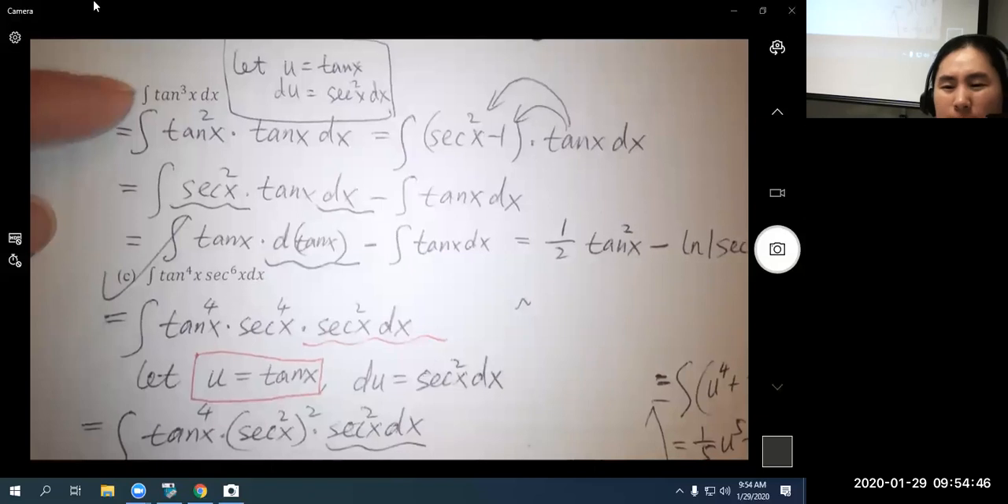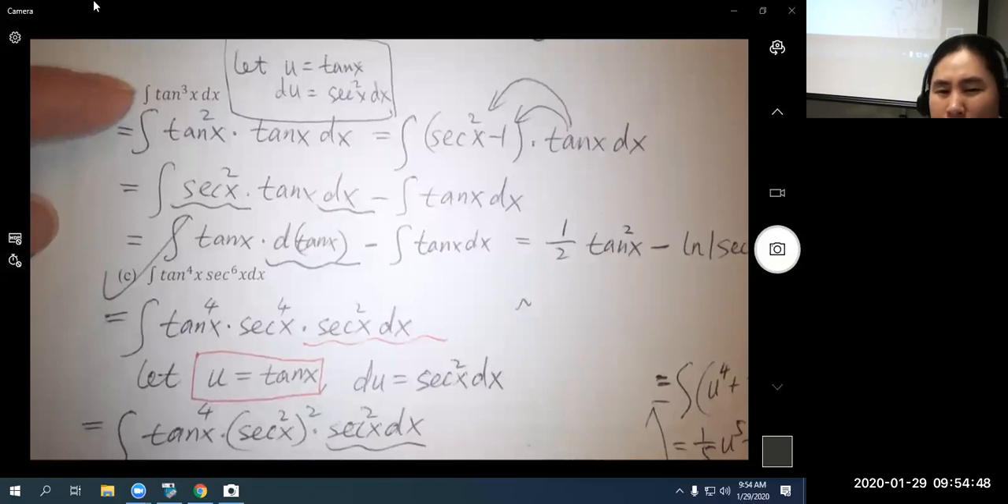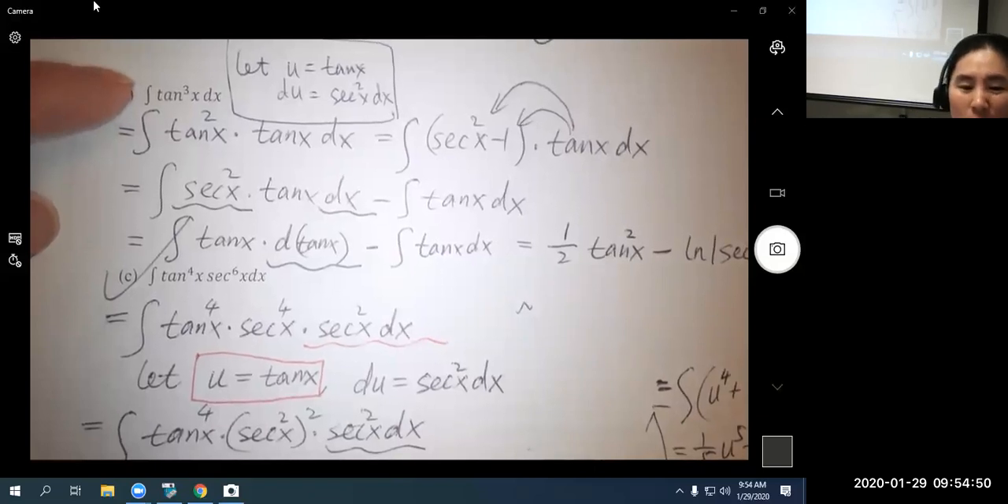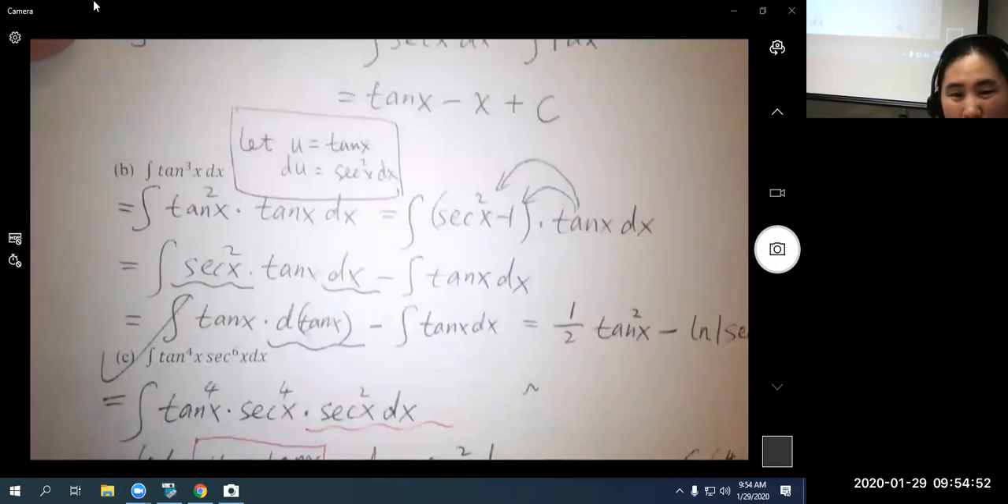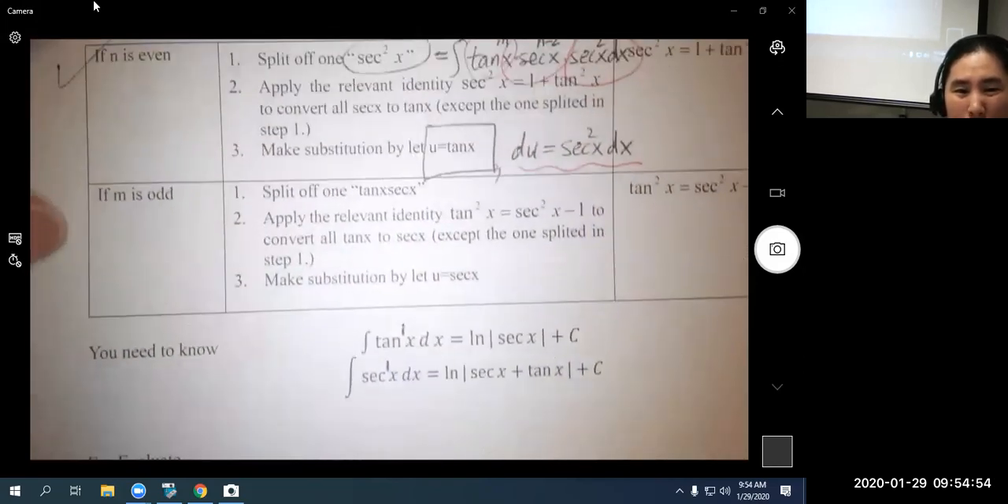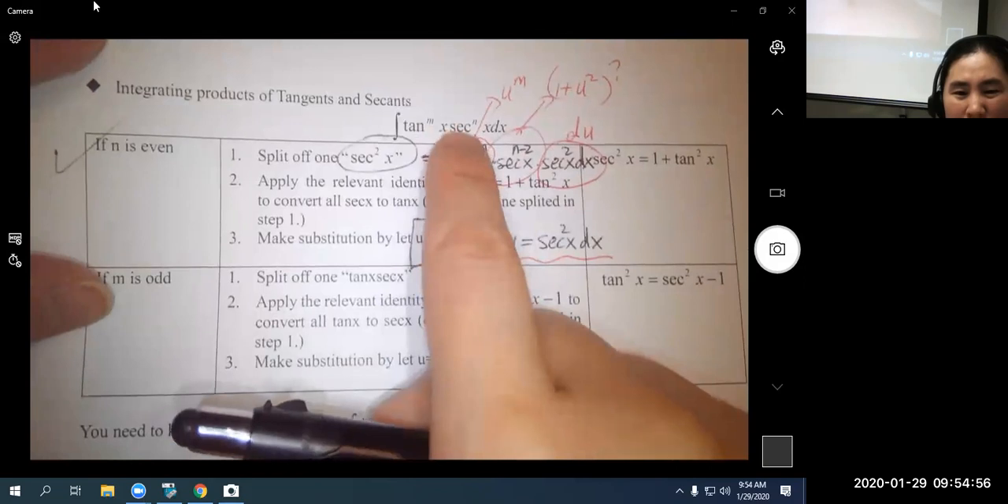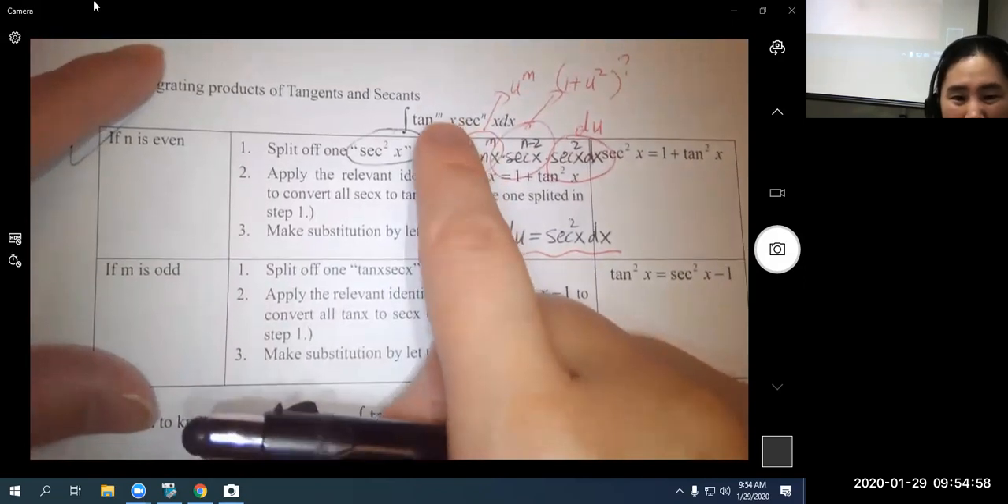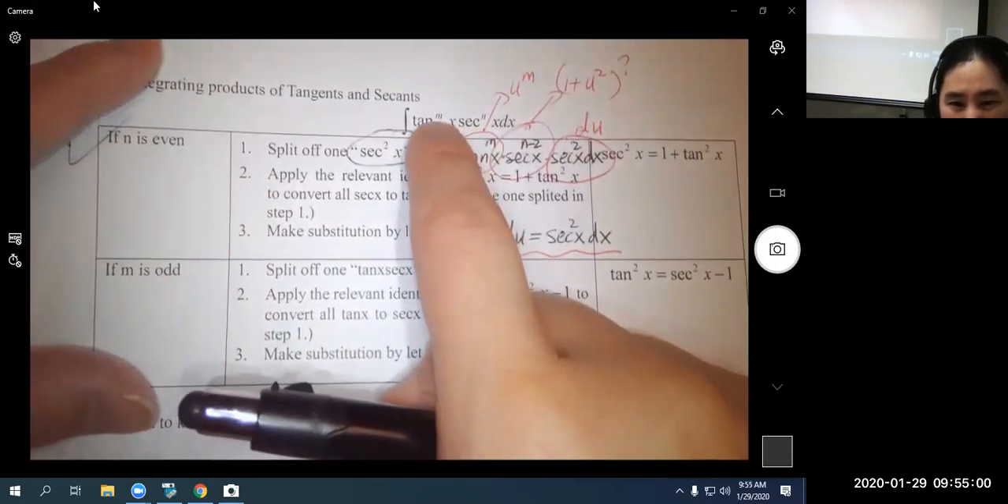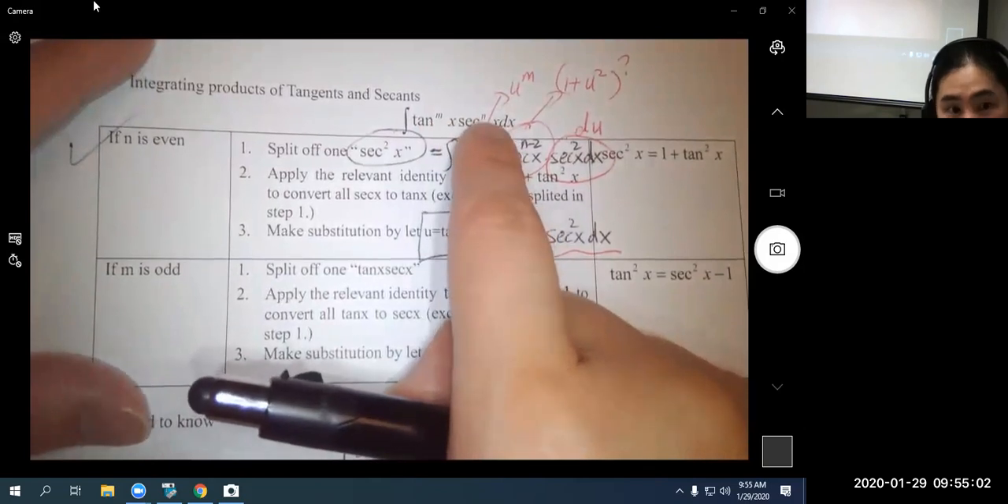Any question, concern, opinion? No? All right, then we're going to look at the combinations of tangent and secant. So if the power of tangent is m, the power of secant is n.